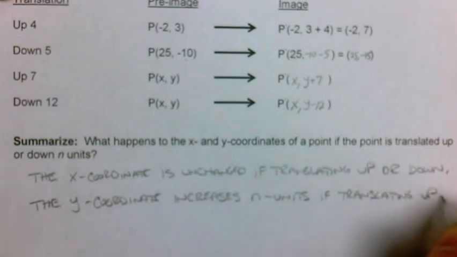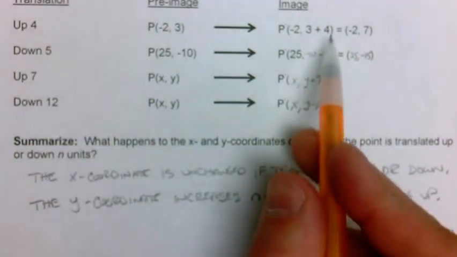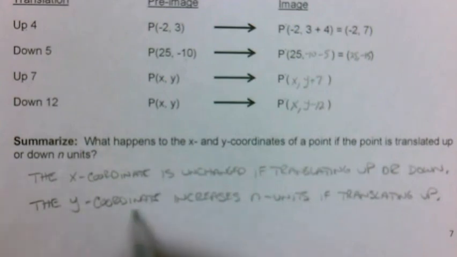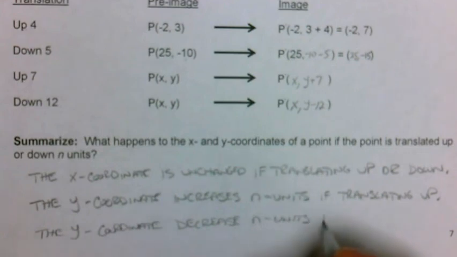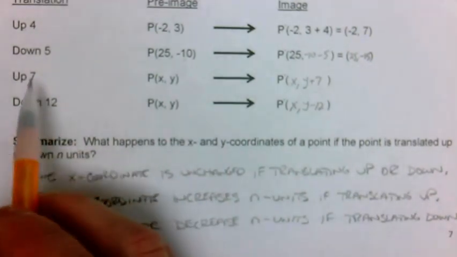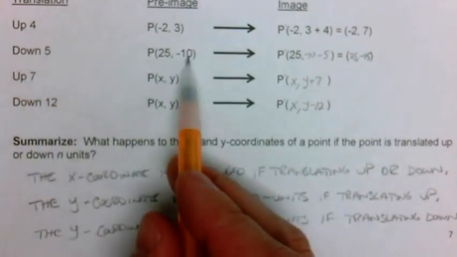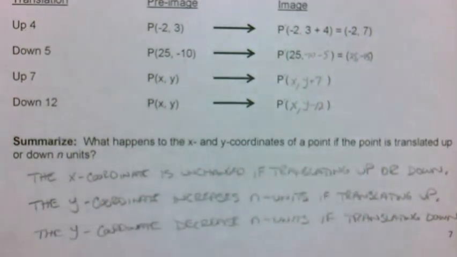So when you move a point up, you're going to add that value to your previous y-coordinate. The y-coordinate increases n units if translating up. Similarly, the y-coordinate decreases n units if you are translating straight down. If you are translating down, decrease the y-coordinate n units. So here I was moving it down 5, I took the previous y and subtracted 5. Here we're going down 12, take the y value and subtract 12 from it.